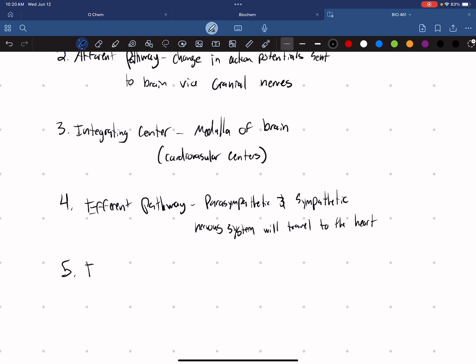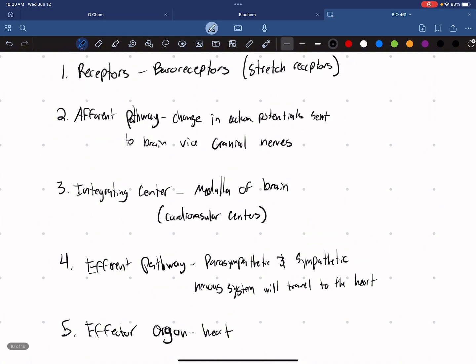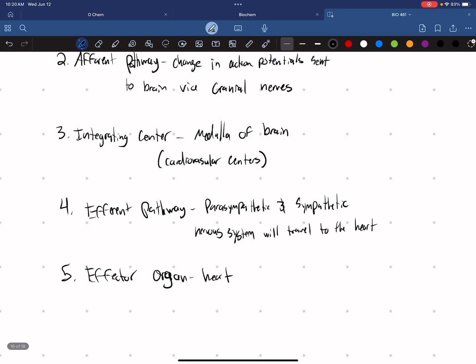So number 5, we have the effector organ, which in this case obviously will be the heart. And so based on these baroreceptors, we will have a signal being sent to the brain, and then the brain will communicate with the heart, telling the heart what it needs to do. So if those baroreceptors are stretched and vasoconstriction happens, then the blood pressure will go up in the heart, and if we have a sudden drop in blood pressure, we will know that the heart needs to increase its pumping and increase its cardiac output too.